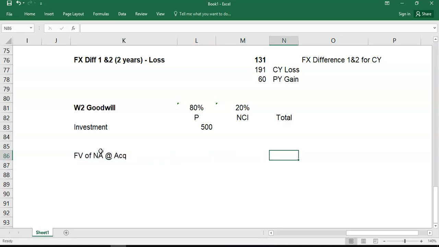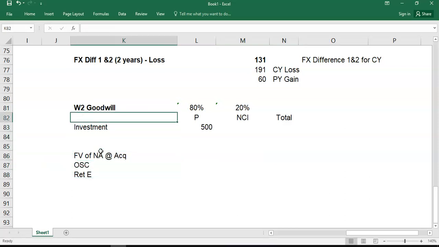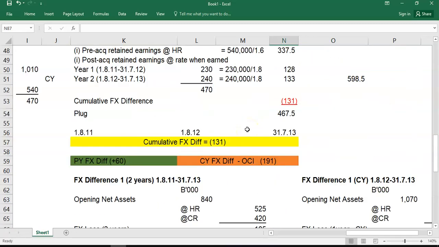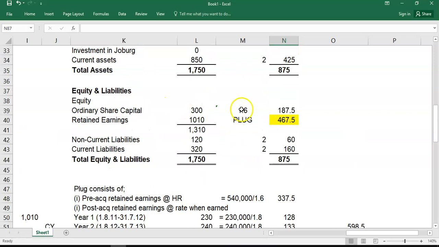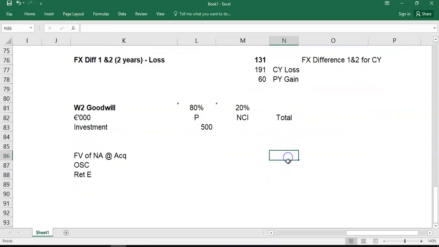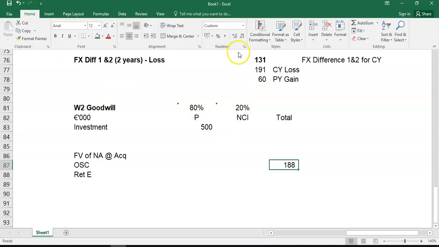And that's actually done already. It's made up of ordinary share capital and retained earnings. Be careful now, this is all in euros, so you have to use the translate. The amount of students who put in the wrong figure here. The ordinary share capital is not 300,000 bingos. The ordinary share capital here is 187.5. You use the euro figure. So here it's 187.5. Let's just put that out just to be consistent.